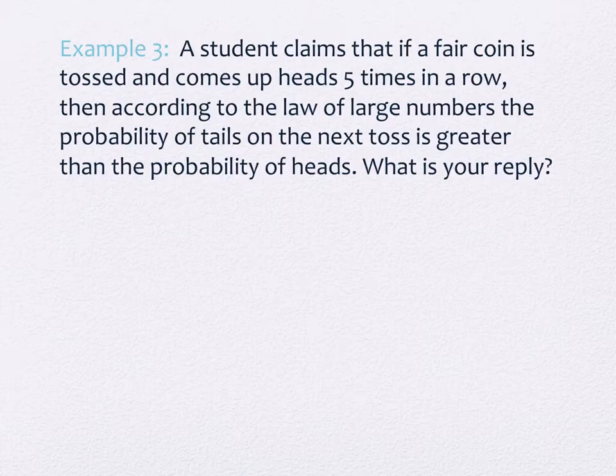A student claims that if a fair coin is tossed and comes up heads 5 times in a row, then according to the law of large numbers, the probability of tails on the next toss is greater than the probability of heads. What do you say? So anytime you're trying to reply to somebody, you need to think about, do you agree or do you disagree? And then you need to think about justifying why you believe what you believe about it. So the first question is, is the student correct or incorrect, in your opinion?